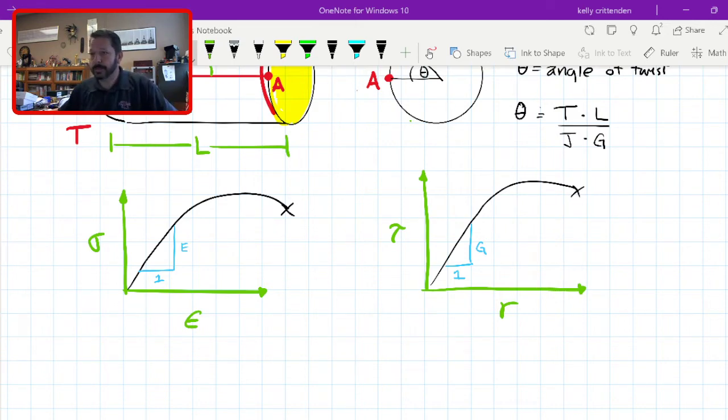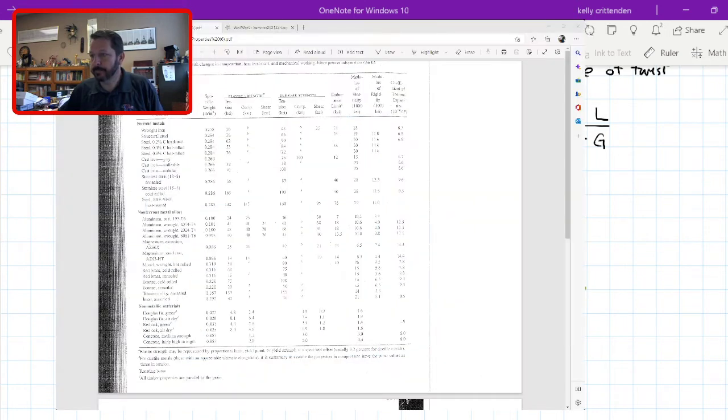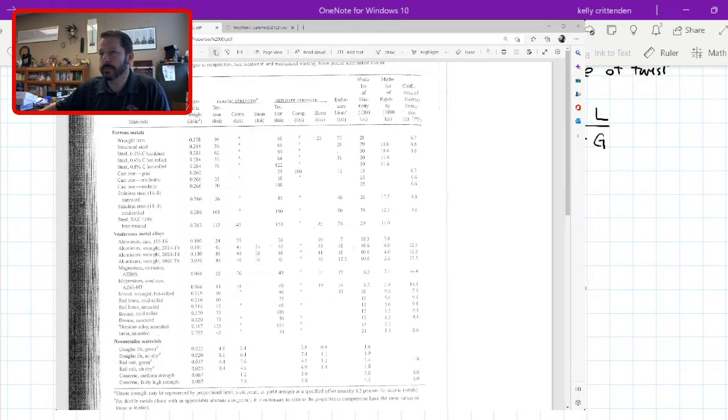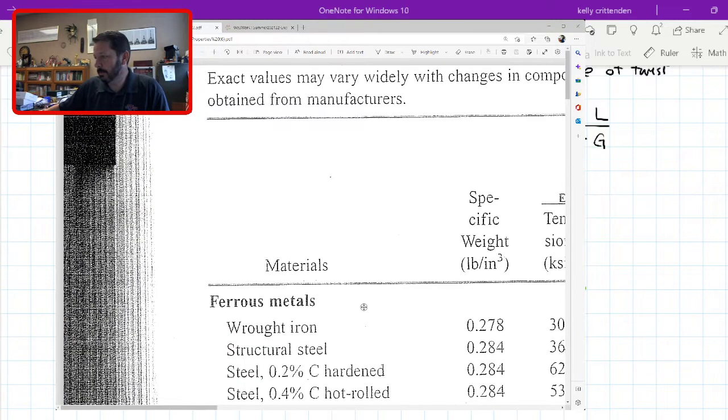There we go. All right, so I'm looking at this. Over here in the far right column, you've got modulus of elasticity, and then right next to it is modulus of rigidity. Let's see if we can zoom in to make that a little more readable.